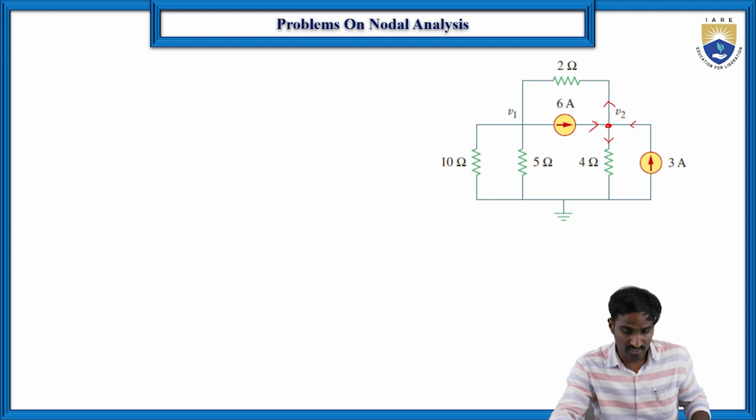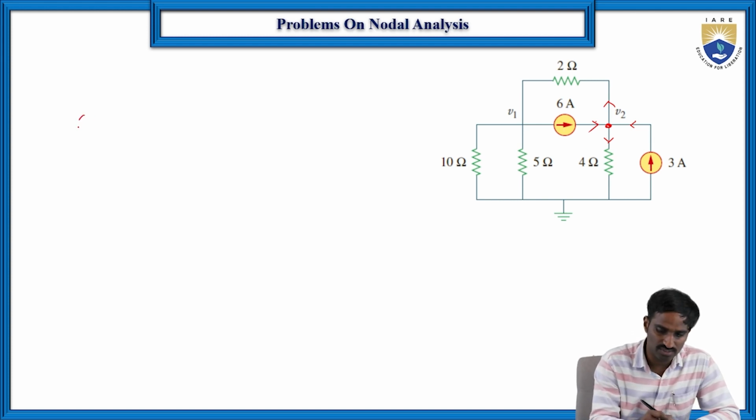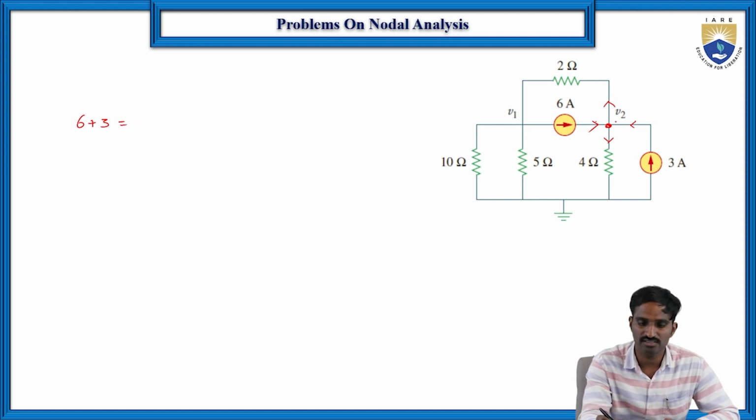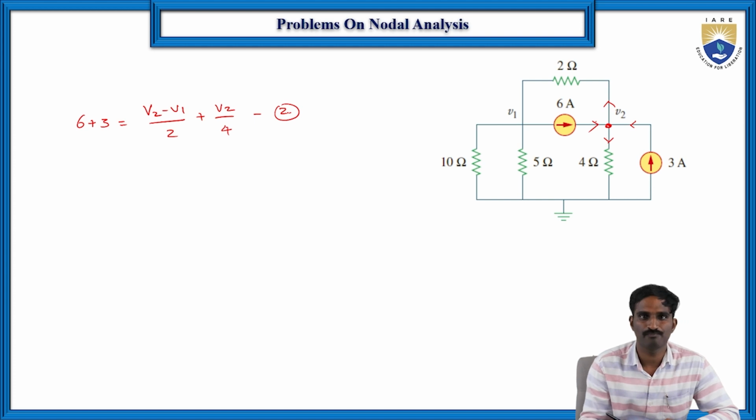Then here the equation will be: this is entering and this is leaving, and this is leaving. So let us consider first the entering current. The entering current is here 6 amperes and 3 amperes, so 6 plus 3, which is equal to the leaving currents, each flowing through the 2 ohms and the 4 ohms. So here it is (V2 minus V1) by 2 ohms plus V2 by 4. Let us consider this is equation number 2.